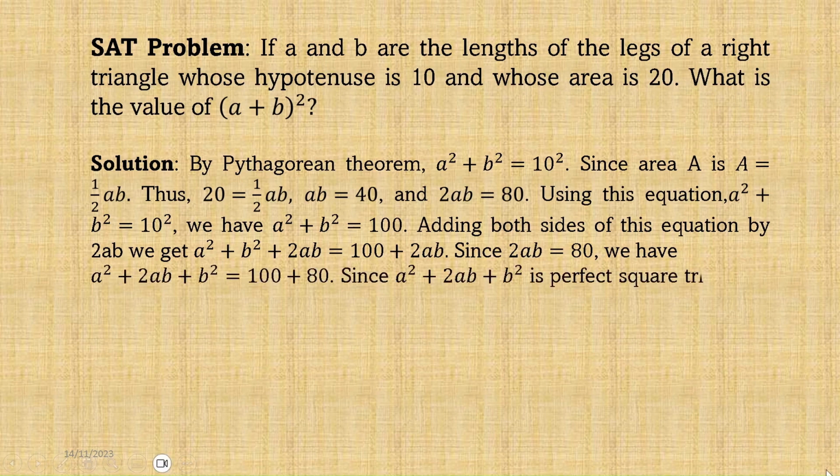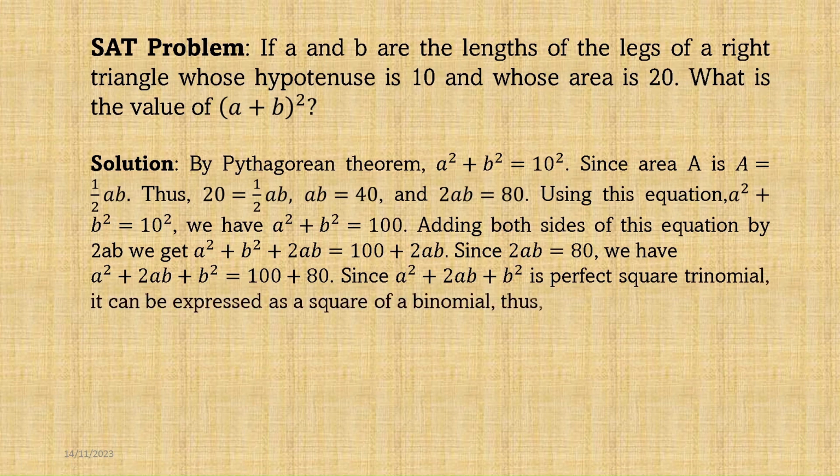Using the equation A squared plus B squared is equal to 10 squared, we have A squared plus B squared is equal to 100. Now, adding both sides of this equation by 2AB, we get A squared plus B squared plus 2AB is equal to 100 plus 2AB. But 2AB is 80.